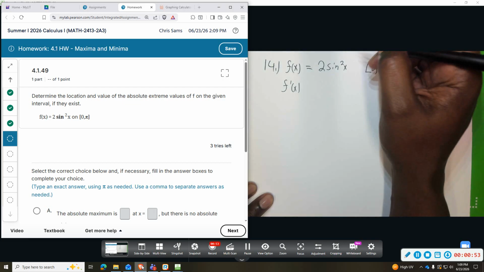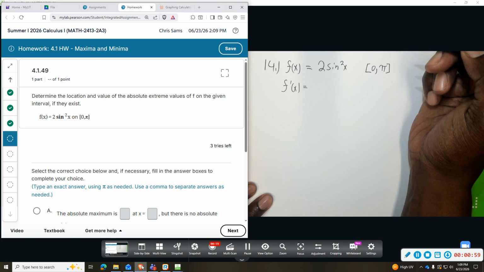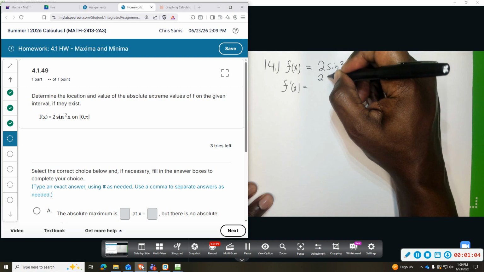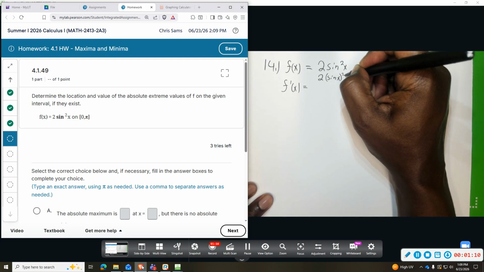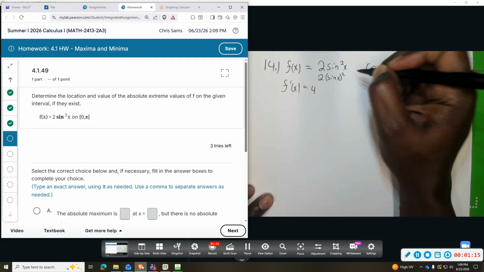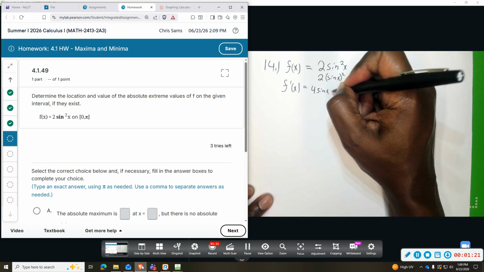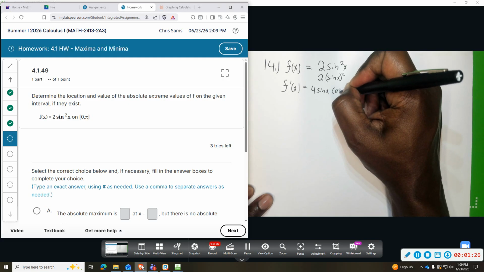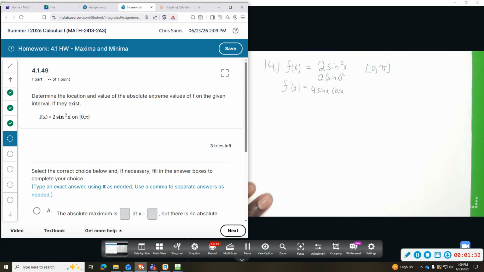To find the derivative, we're going to have to use the chain rule, so treat this like 2 times sine of x, and the sine of x is squared. So we're going to do 2 times 2, which gives us 4. Subtract 1 up there, and we're still going to have 4 sine of x, and then the derivative of sine is cosine of x. So here's our derivative. We're going to set this equal to 0.